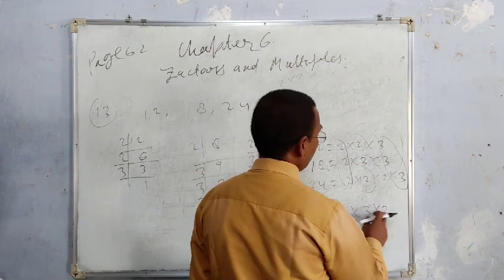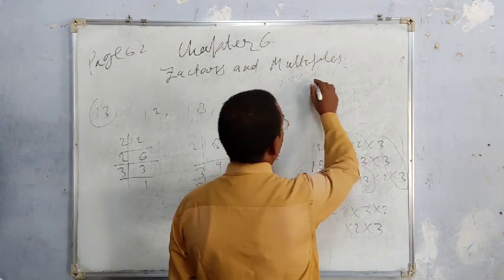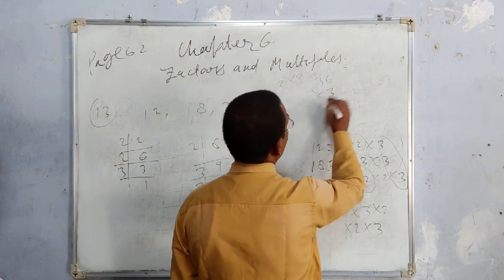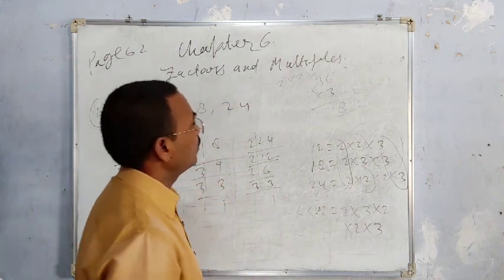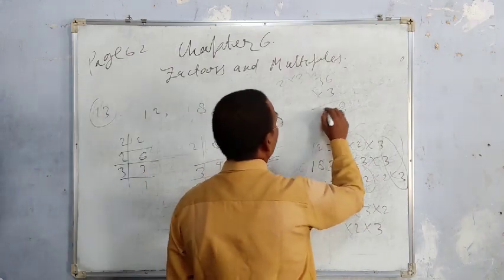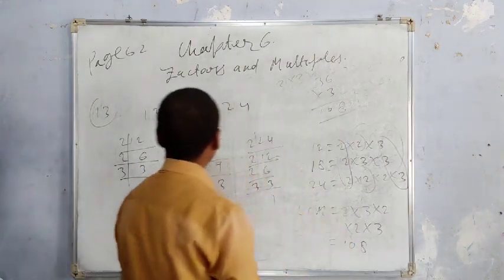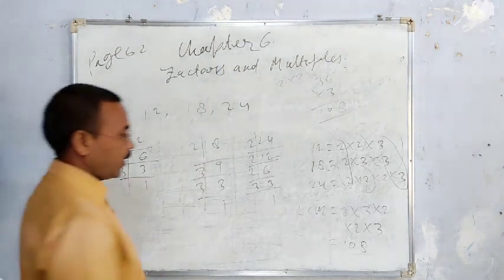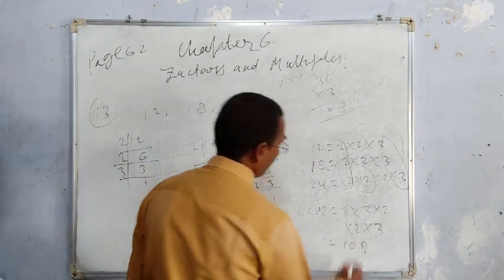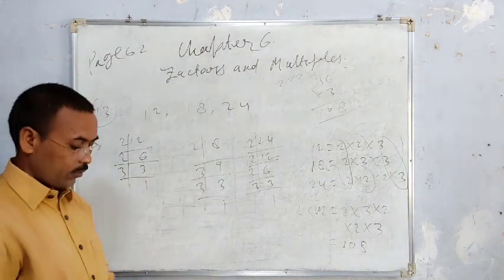2 threes are 6, 6 threes are 18, 18 twos are 36, and 36 multiplied by 3: 3 sixes are 18, and 3 threes are 9, plus 1 is 10, so 108. That is, the LCM of 12, 18 and 24 is 108. That is, 108 is the least number which is divisible by 12, 18 and 24.